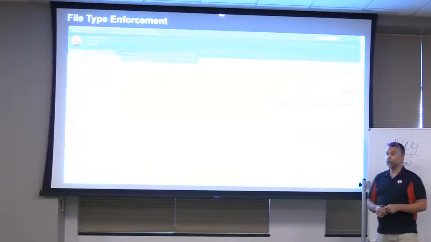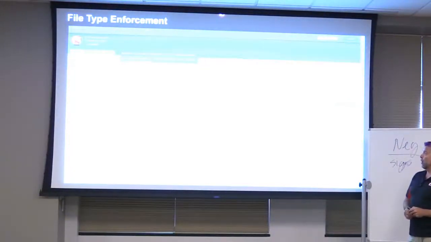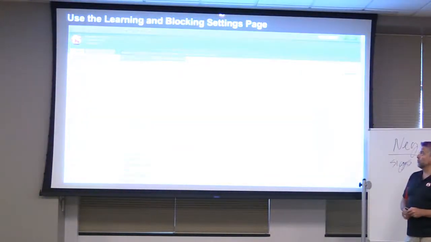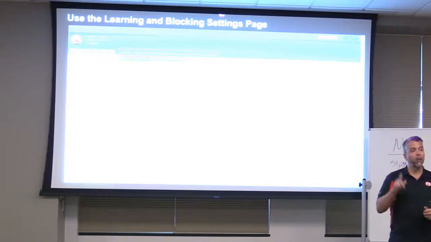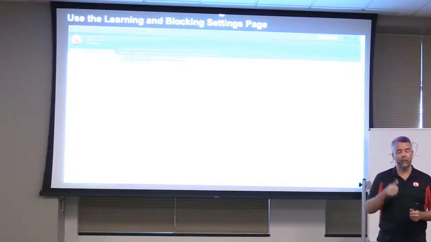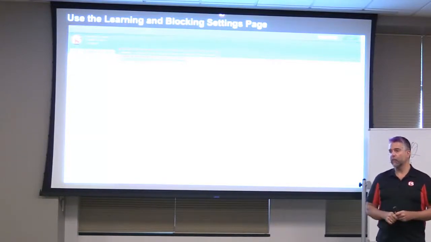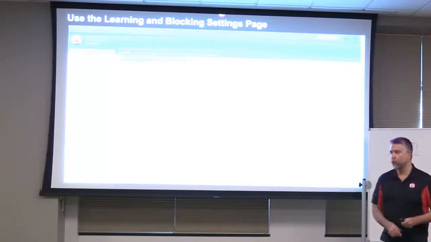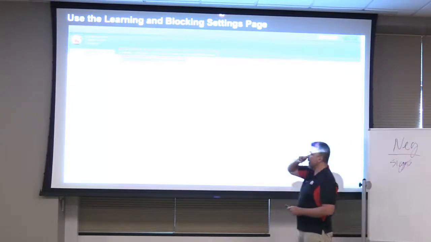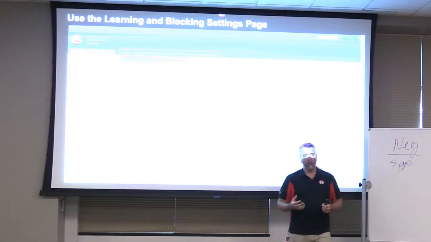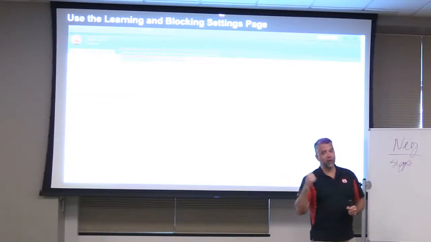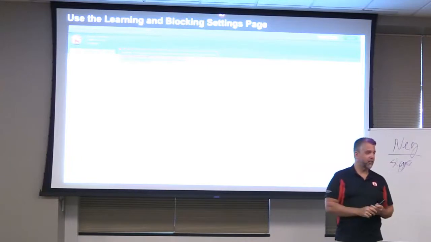All right, so the first thing that we're going to have to do to create our file type enforcement is we have to tell ASM that I want to learn about file types. And we're going to use this page. If you're going to become an ASM guru, you'll get to know this page very well, the learning and blocking settings page.